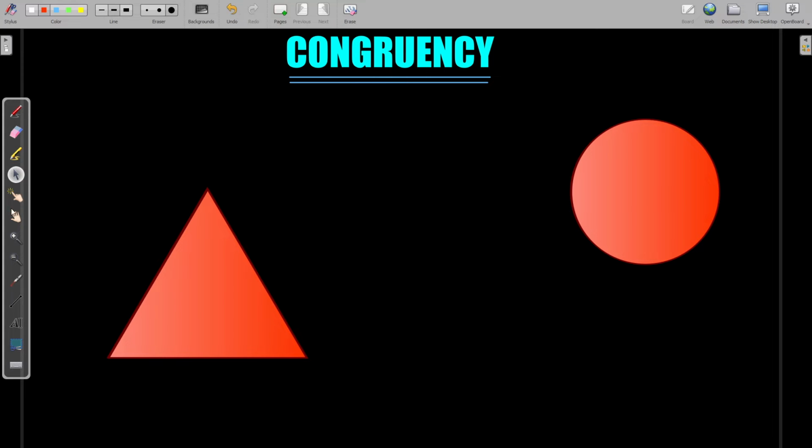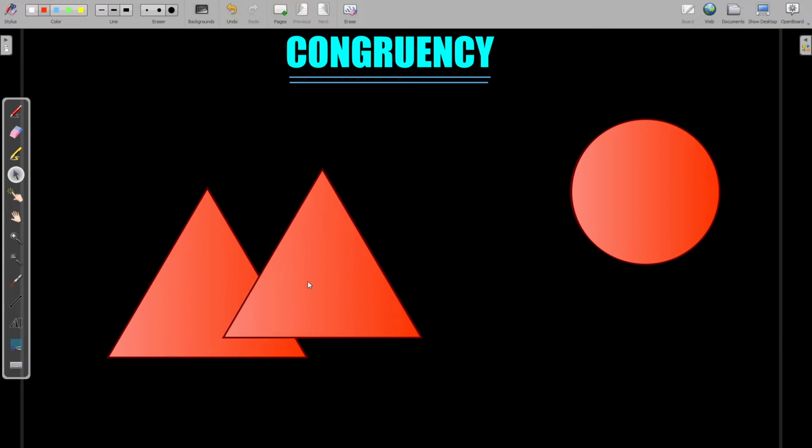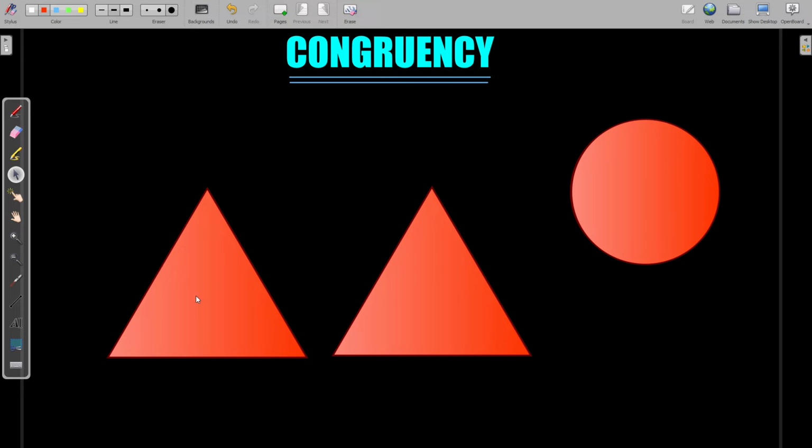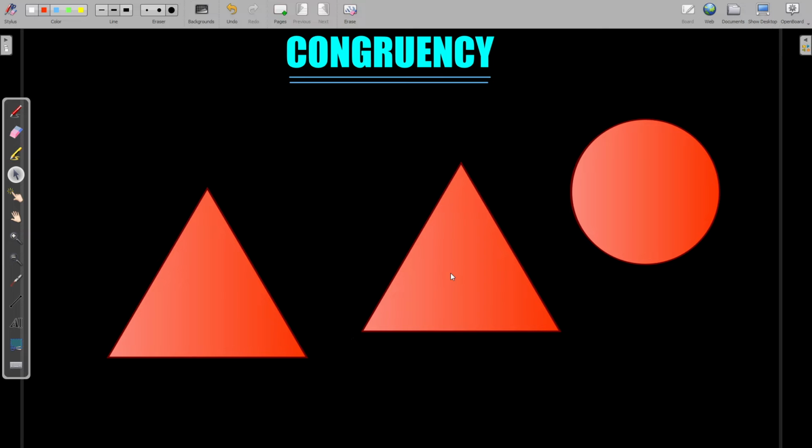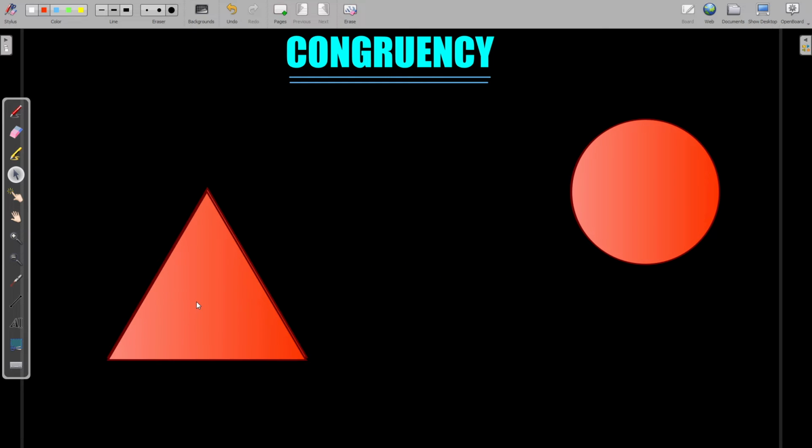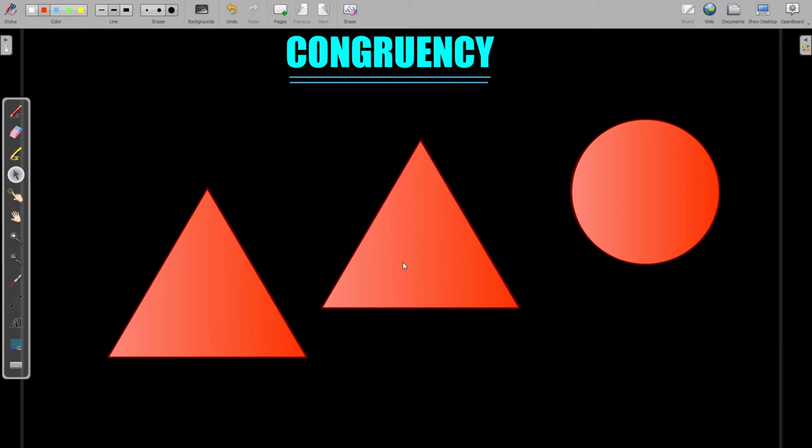Suppose I have a triangle over here and there is another triangle over here. We will say these two triangles are congruent only if I place this triangle above this triangle and it completely superimposes. That means if I put one triangle above the other one, the one below will not be visible. In that condition, we're going to say these two triangles are congruent.